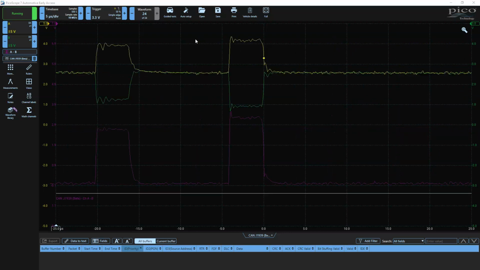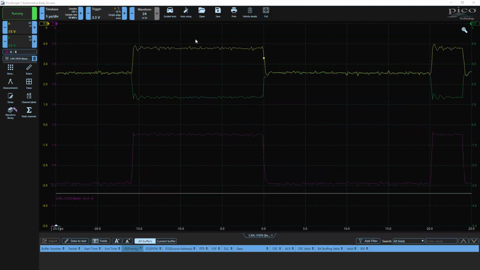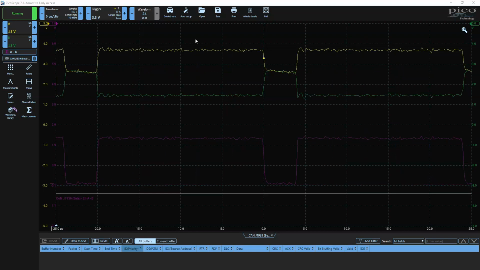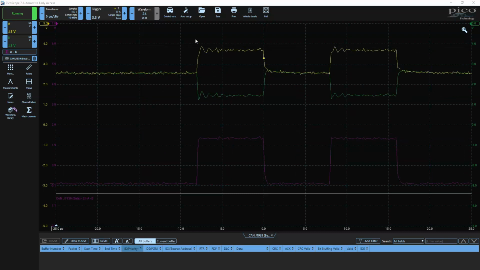I'm going to go ahead and put the other terminator back on. And when we do, you probably didn't see much change at all. This is what it looks like now with the 40 feet of cable. So our decay looks fine. So this CAN network is up and running again.